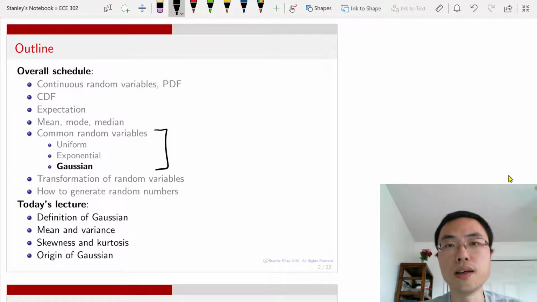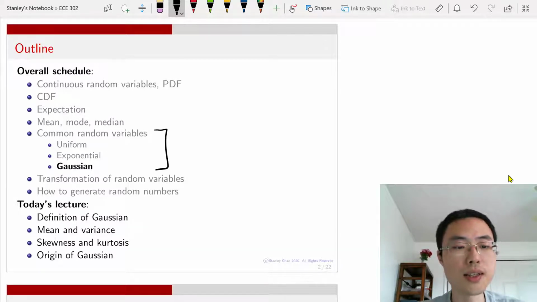There are many issues about the Gaussian random variable which we want to explore. They have many nice properties, but there are also some questions that people tend to not pay attention to. We will try to address them as much as we can in today's lecture.